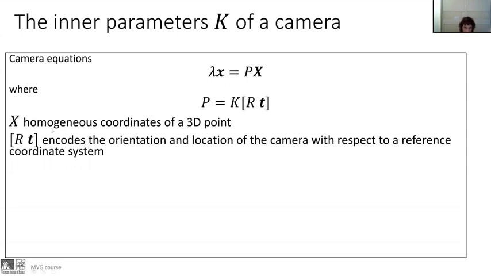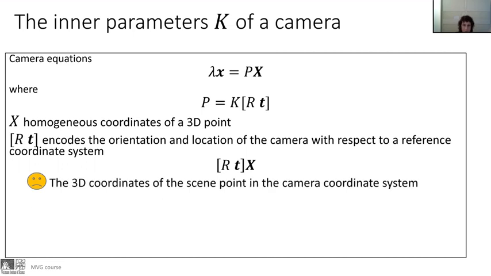I'm repeating in order that everybody will be on the same page. This is the thing that I just said before. So X is a homogeneous coordinate of a 3D point. R and T encode the external parameters, which are the orientation and location of the camera with respect to some reference coordinate system, what we call the global coordinate system. So this is the way we encode the motion of the camera in the world.